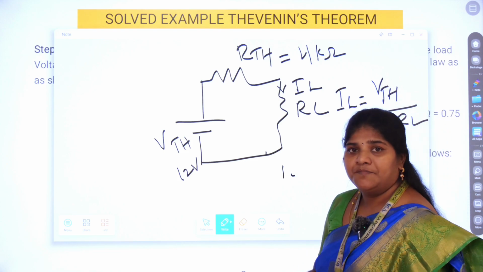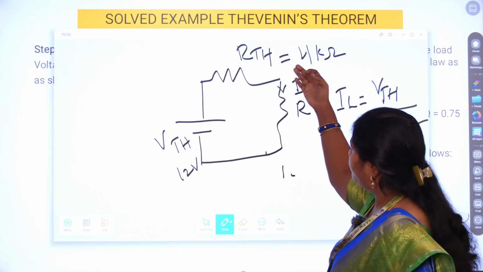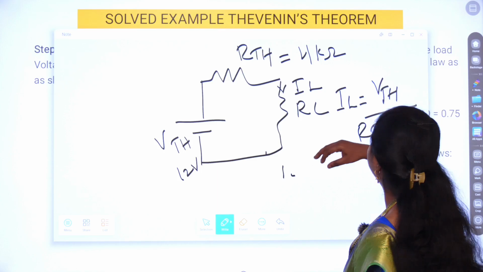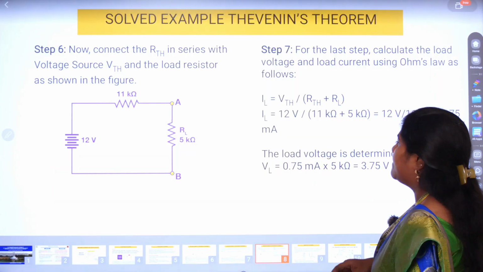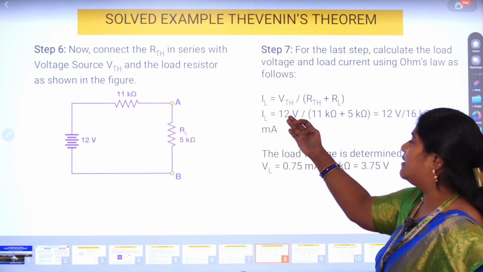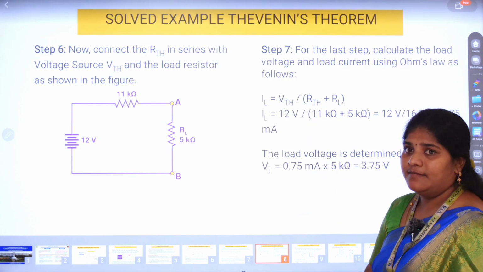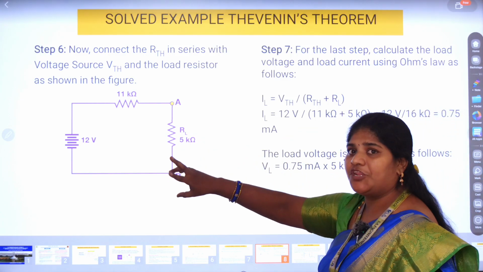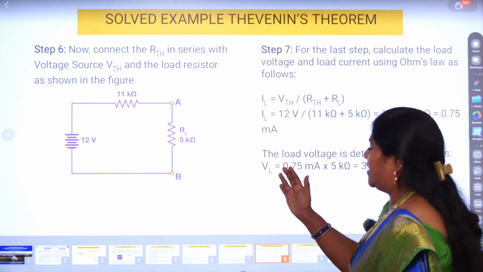So as per the requirement, we completed finding VTH. Next is our RTH, and with the help of VTH and RTH, one can easily predict what is the load current IL. So as I said, load current IL, just now I gave you an example of how to calculate load current IL. It is VTH divided by RTH plus RL. So what is RTH? 11K. What is RL? This is the resistor we initially removed in order to calculate our open circuit voltage, that is VTH. So kindly include that.